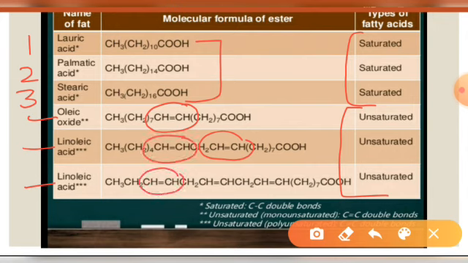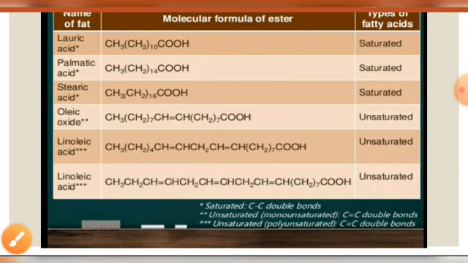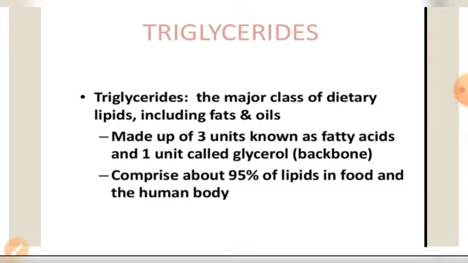Like we can see here, in oleic acid there is a single double bond. In case of linoleic acid, there are two double bonds, whereas in case of linolenic acid, there are three double bonds between carbon atoms in the long hydrocarbon chain. So we can say that linoleic and linolenic acids are examples of PUFA, that is polyunsaturated fatty acids, because they have more than one double bond between the carbon chains.